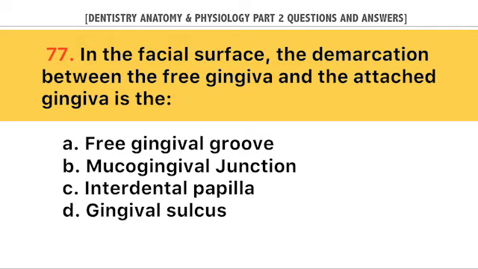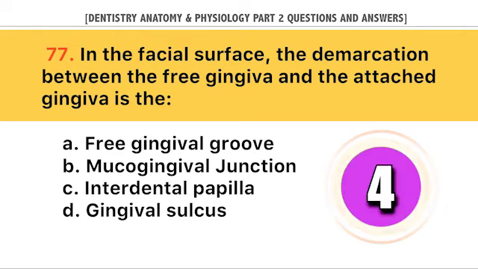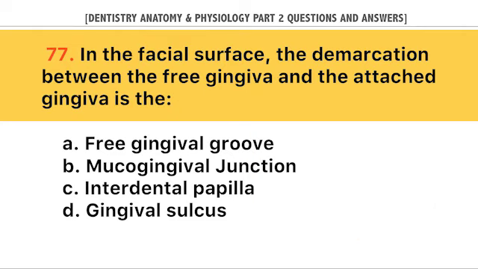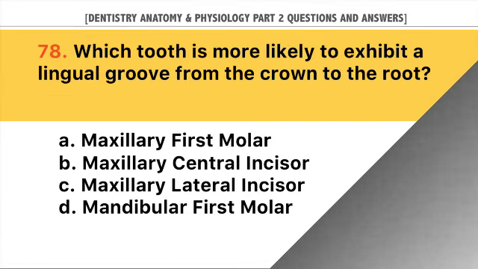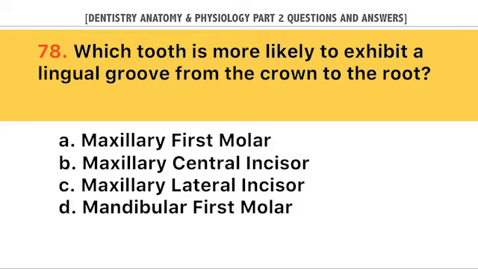A. Free gingival groove, B. Mucogingival junction, C. Interdental papilla, D. Gingival sulcus. Answer: A. Free gingival groove. Which tooth is more likely to exhibit a lingual groove from the crown to the root?